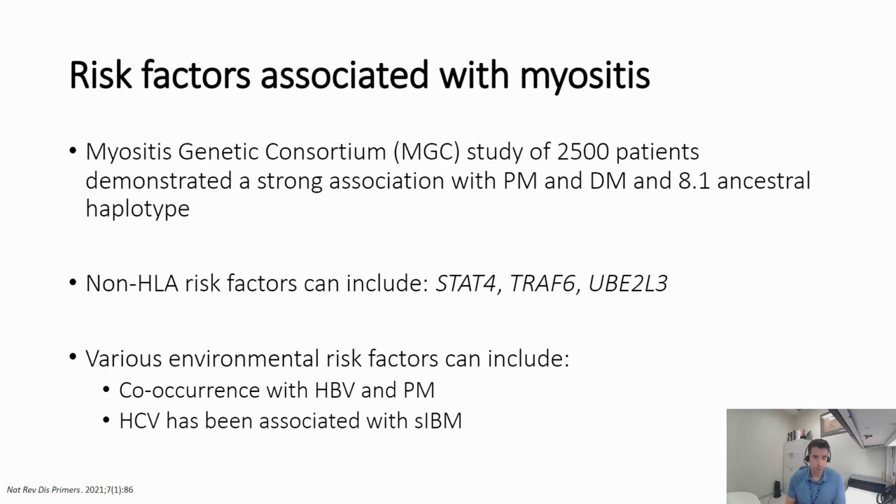There are several risk factors that are associated with myositis. The Myositis Genetic Consortium study of about 2,500 mostly European patients has highlighted a strong association with polymyositis and dermatomyositis with an 8.1 ancestral haplotype. There are non-HLA risk factors as well, like STAT4, TRAF6, and UBE2L2. Environmental risk factors have also been reported that are associated with these inflammatory myopathies. For example, co-occurrence with HBV has been associated with polymyositis, and HCV has been associated with sporadic inclusion body myositis.